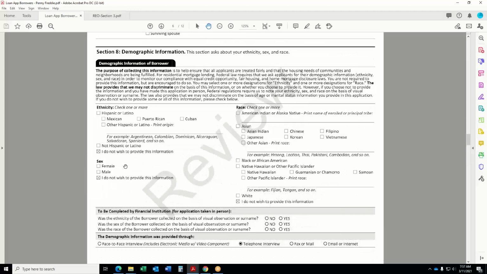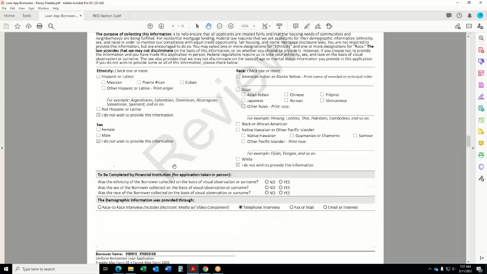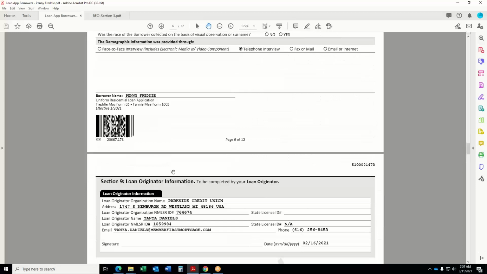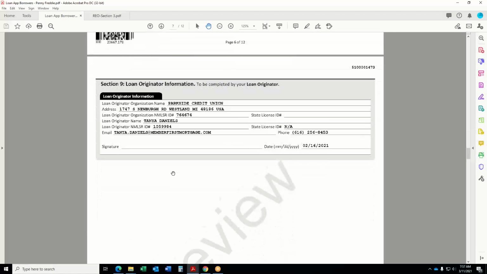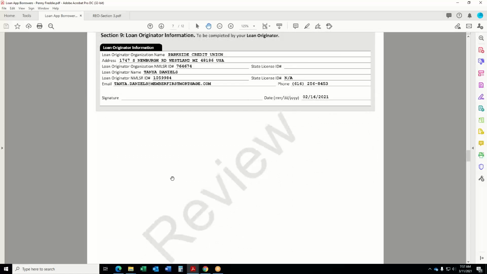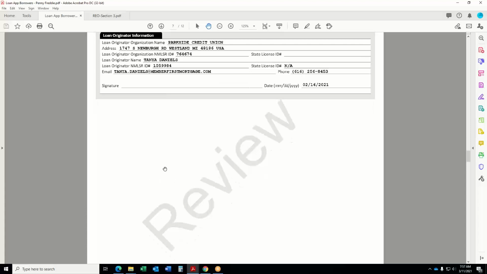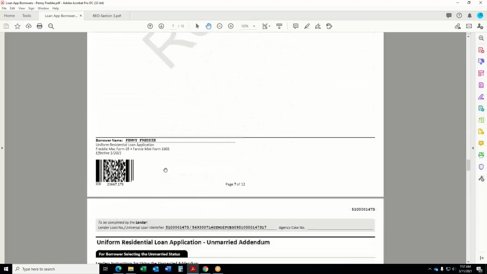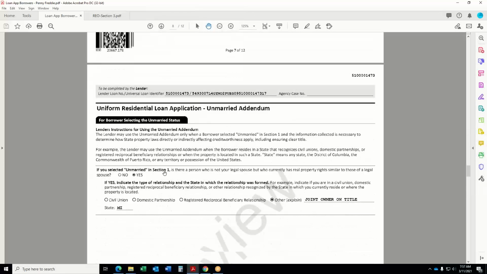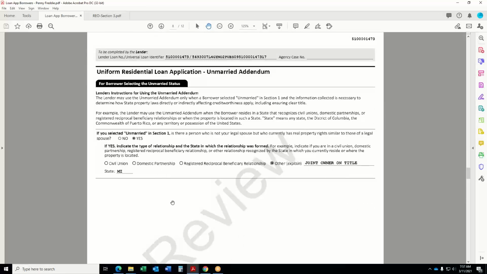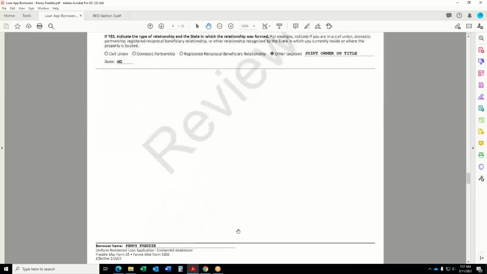Section 8 is the demographic information. This section hasn't changed, so I'm not going to spend any time on it. Section 9 is reserved for the loan originator information that will automatically print and update for us as we move through the system. And this area here is that unmarried addendum I spoke about when we were reviewing the first page. Just a quick reminder that it doesn't get completed if it's not applicable.